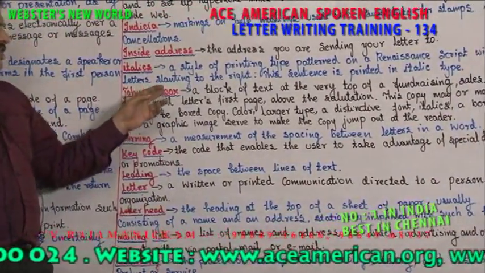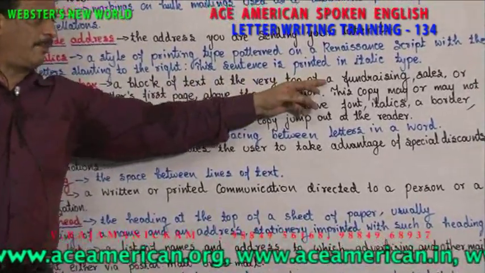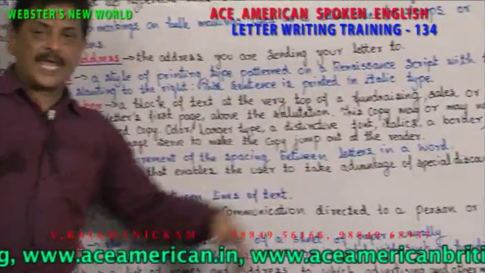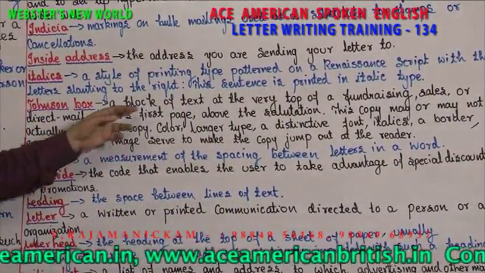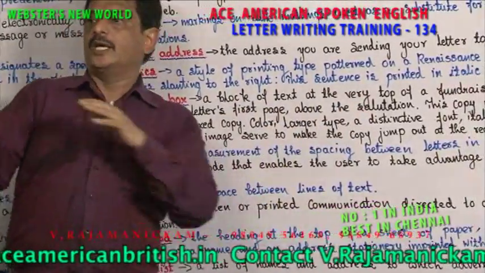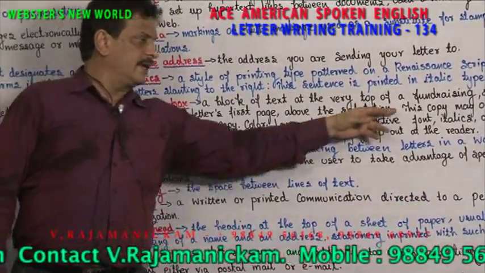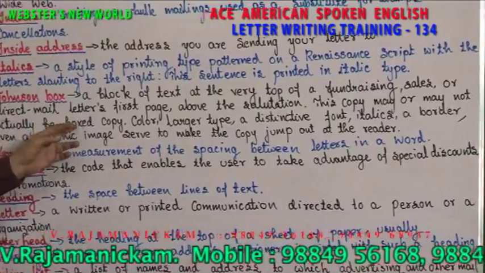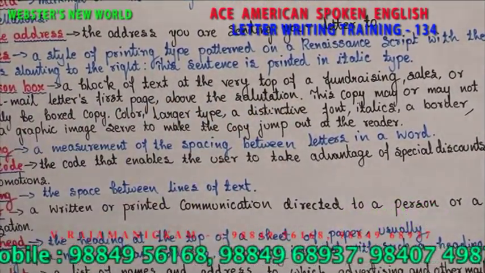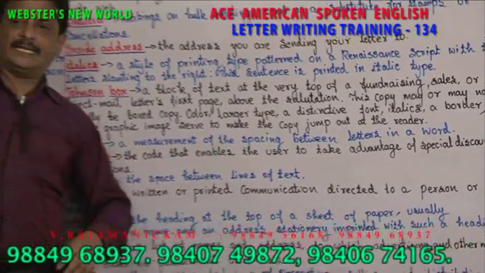What do you mean by Johnson box? A block of text at the very top of a fundraising, meaning you are asking donation, sales, or direct mail letters first page. It is called Johnson box. Above the salutation, above where you are writing dear sir, all those things which you are giving. This copy may or may not actually be boxed copy; color, larger type, a distinctive font, italics, a border, even a graphic image serve to make the copy jump out at the reader.